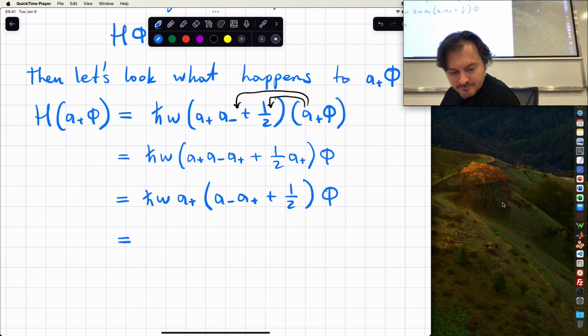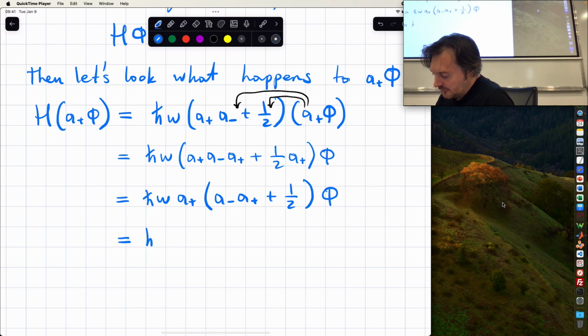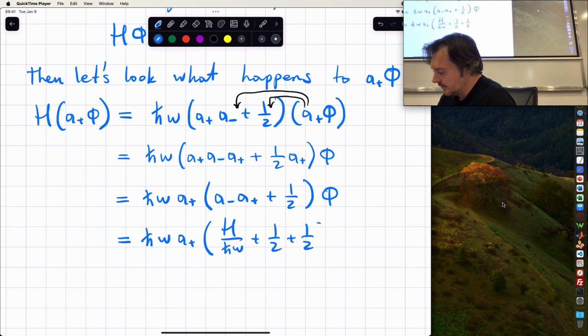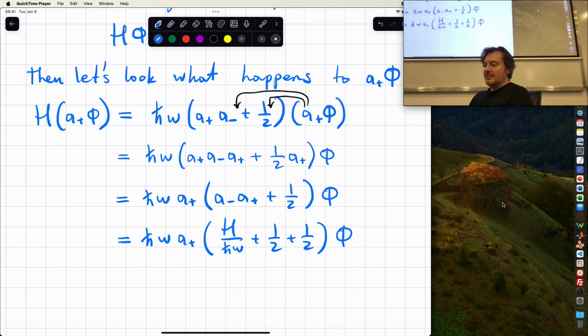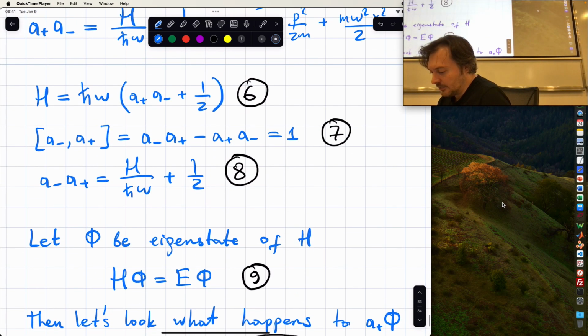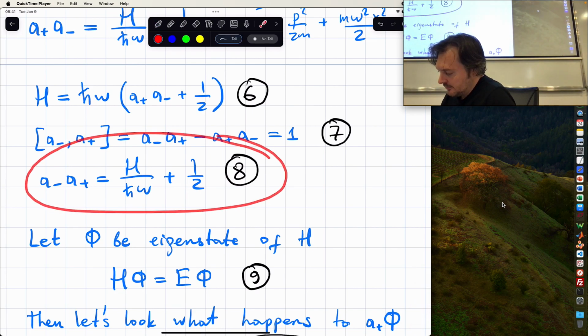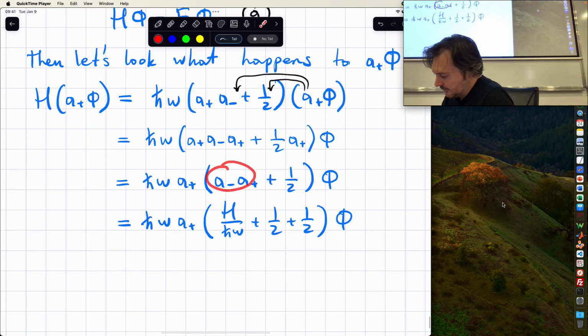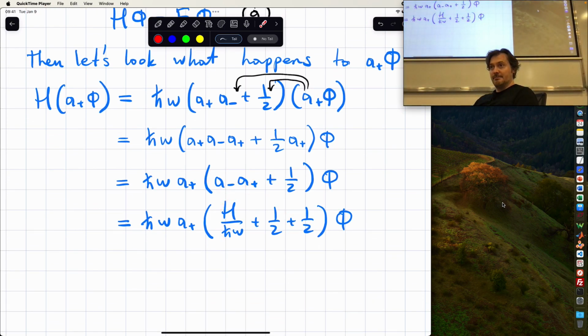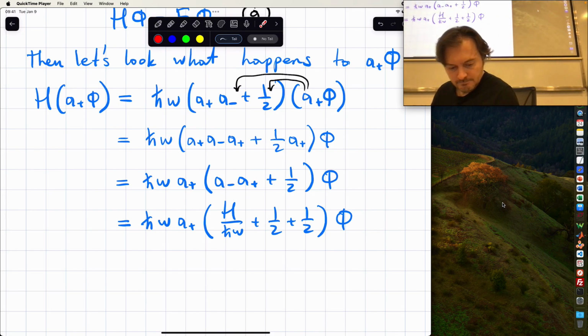All right. So here is what's going on. I get h bar omega A plus times Hamiltonian over h bar omega plus 1/2 plus 1/2, phi. Do you see that the equation we have used is number 8? Look, this one became this one. Do you see it? So here's what's going on.